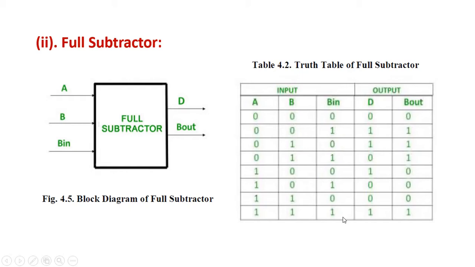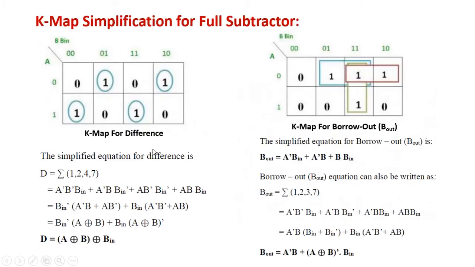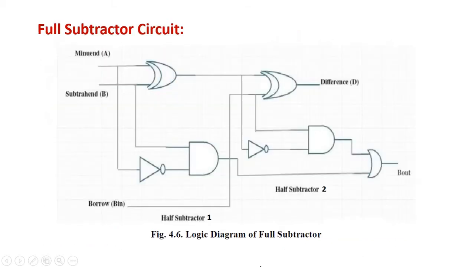Now using this truth table we can form this K-map, and through simplification we will get this equation for difference: A XOR B XOR B in. For borrow it will be A bar B or A XNOR B dot B in. So this way you can get the difference and borrow out in full subtractor.